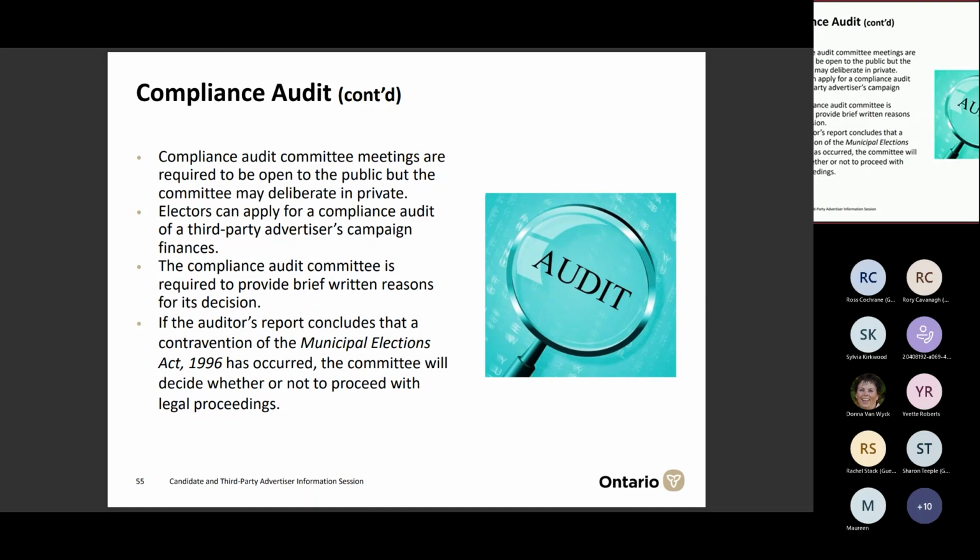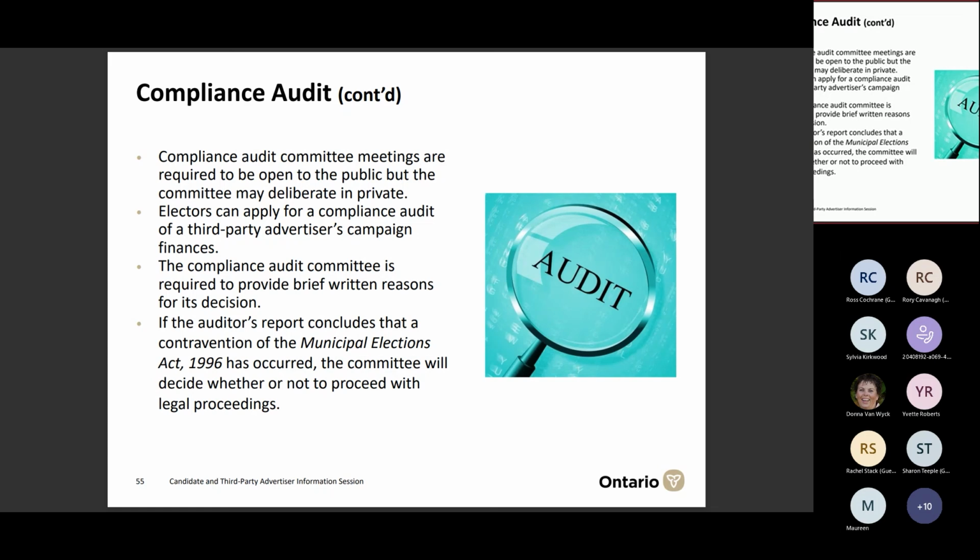So the Compliance Audit Committee is required to provide brief written reasons for its decision. The Compliance Audit Committee meetings are required to be open to the public, but the committee may deliberate in private. Electors can apply for a compliance audit of a third-party advertiser's campaign finances. The minister has the authority to make a regulation setting out qualifications for compliance audit committee members.